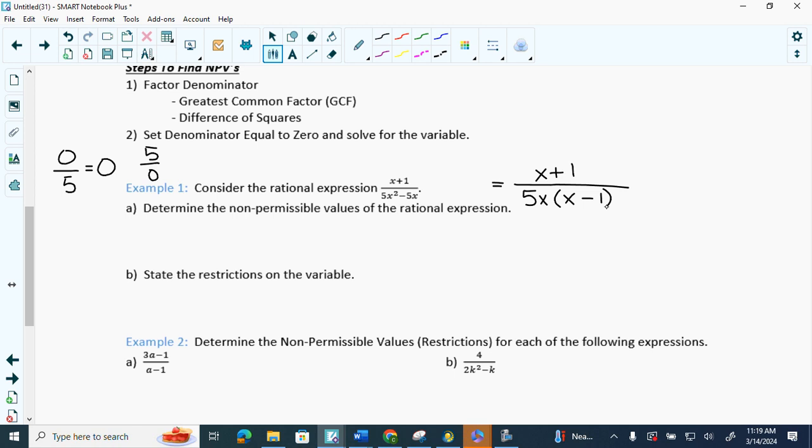So this x and this 1, can I cross off the 1 or just cross off the x? No. I can only cross off x minus 1 if there was a matching replica, x minus 1 in my numerator, and then I can cross them off. Because this here, my friends, is a binomial.